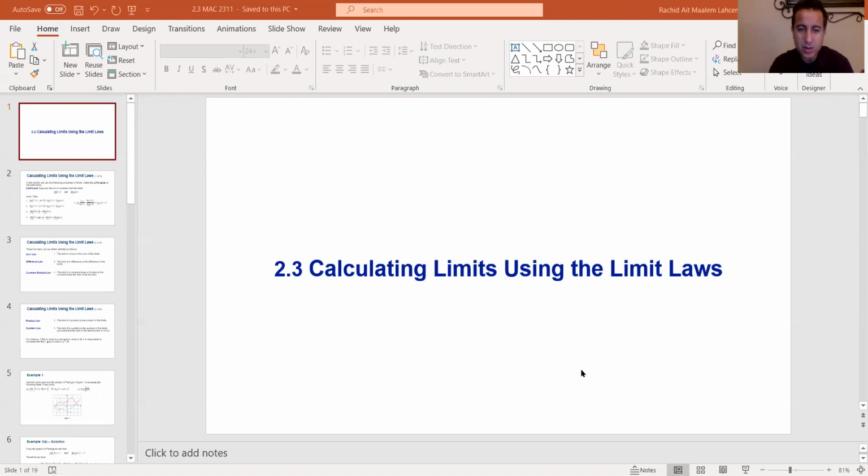So by now, especially in 2.2, we talked about limit and definition and one-sided and the infinity. So please work on that first, and then that takes you to this section of 2.3.